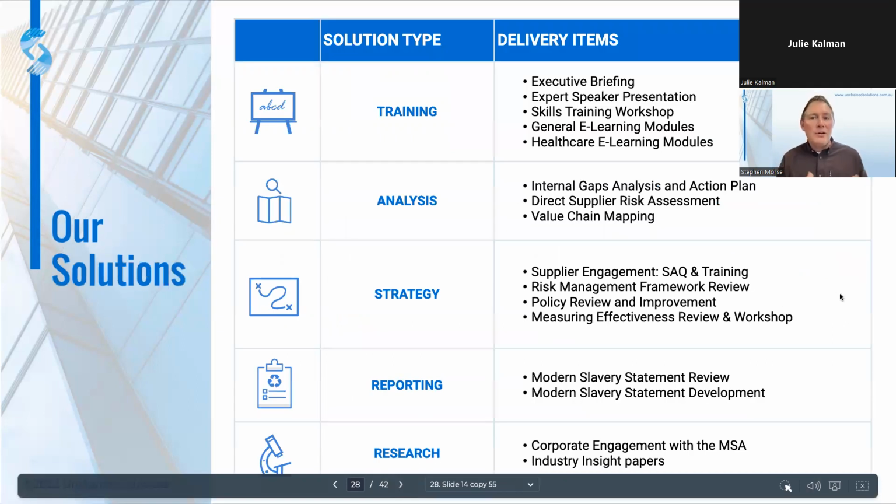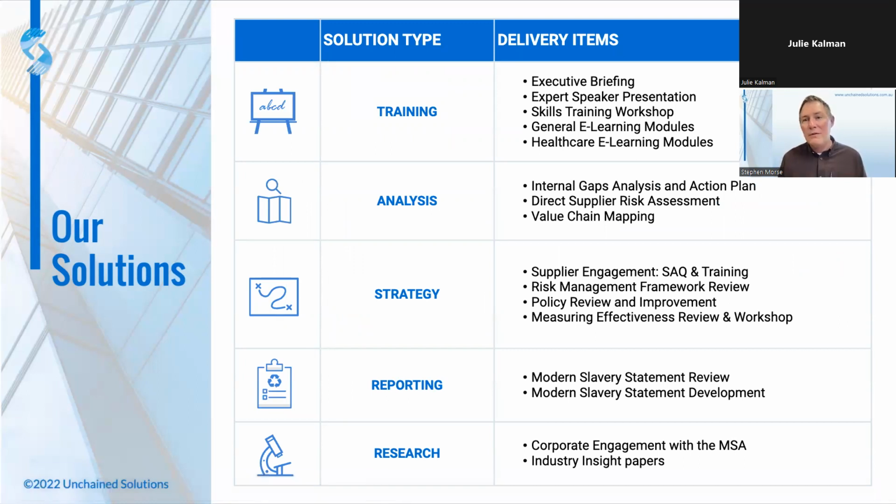Our area of service or solutions covers five solution types. We have training products, we have analytical tools and processes. We do a lot of work around strategy, and we do a lot of work around reporting and helping companies to report effectively. And fifthly, we also do a lot of work around research, and part of that research is to engage the corporate response to the Modern Slavery Act.